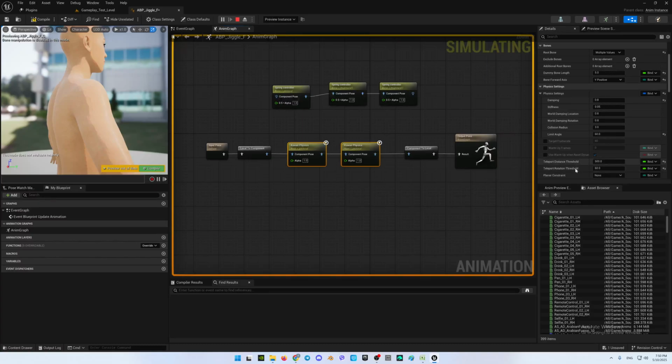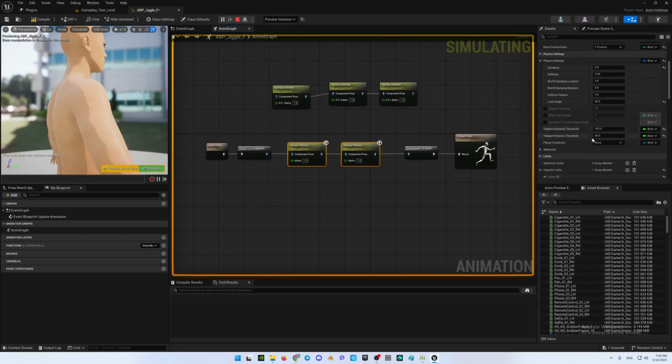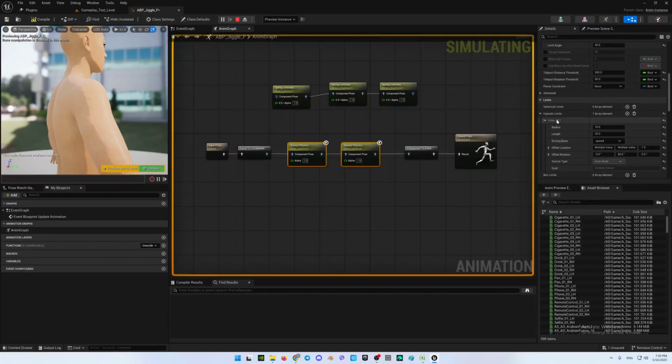After that, I was also changing those two parameters, the teleport distance threshold and the teleport rotation threshold. So I also set those to 60. Also, I was changing over here. I have added that if I set it up like this.